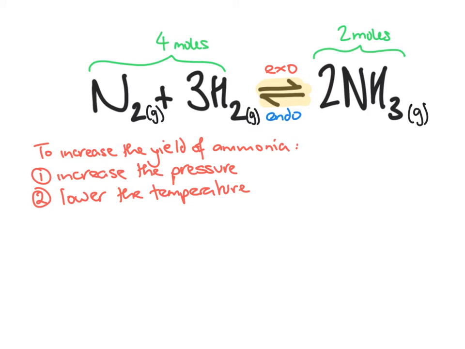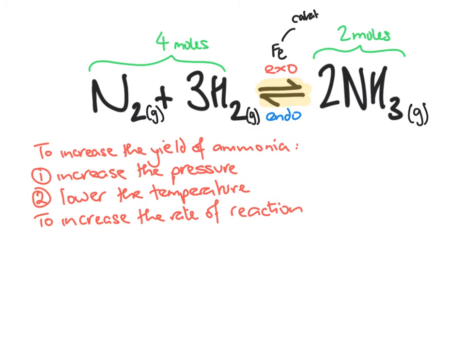Now the thing is, in industry, we're not only concerned with yield, we're also concerned with the rate of the reaction, i.e. how quickly do we produce the yield that we are going to get. So we have to think about factors that affect rate of reaction. So the first thing to say is that a catalyst is used in this reaction, and it's iron. So iron is a catalyst, so we put it above the equilibrium sign. It's a transition metal. They do often make good catalysts. So we're going to use a catalyst to increase the rate.